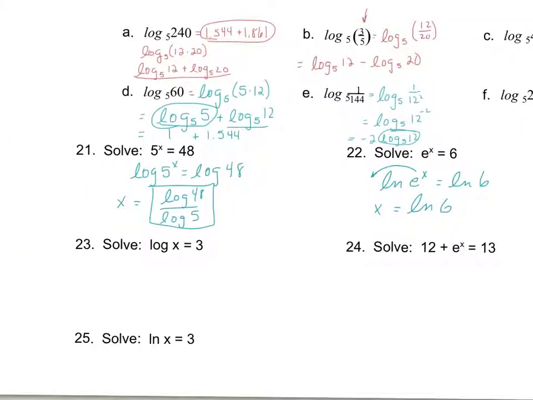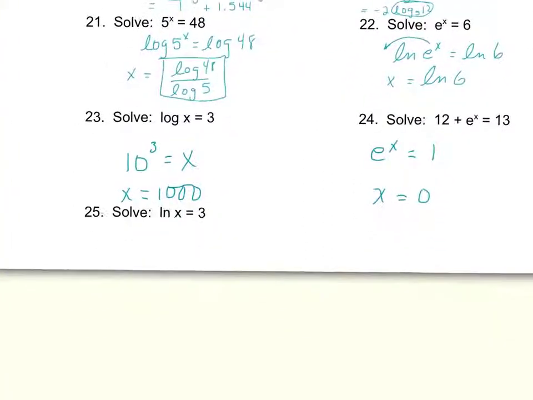23 is a logarithm. It says the base of 10 to the third power is x, so x is 1,000. 24, e to the x equals 1. You could rewrite this as a logarithm, or you could natural log both sides, or you could just realize x has to be 0.